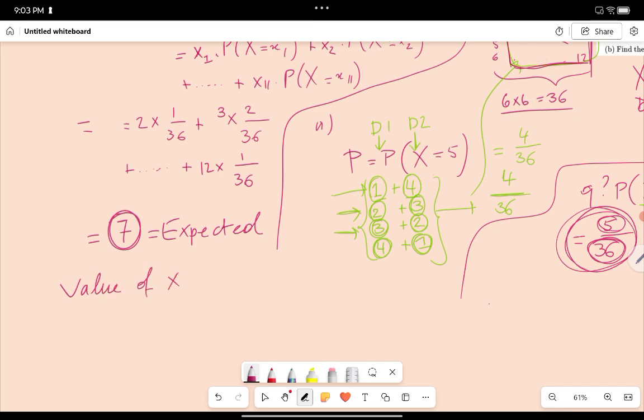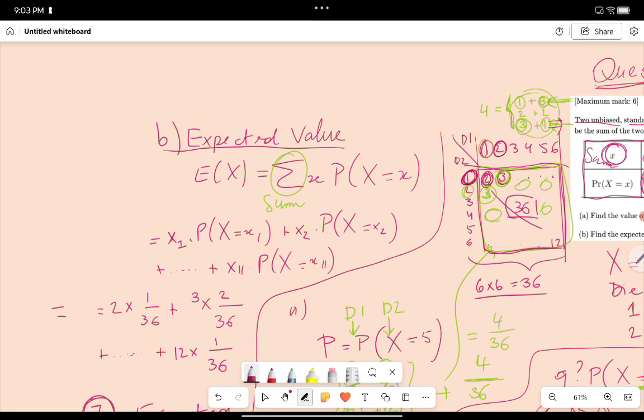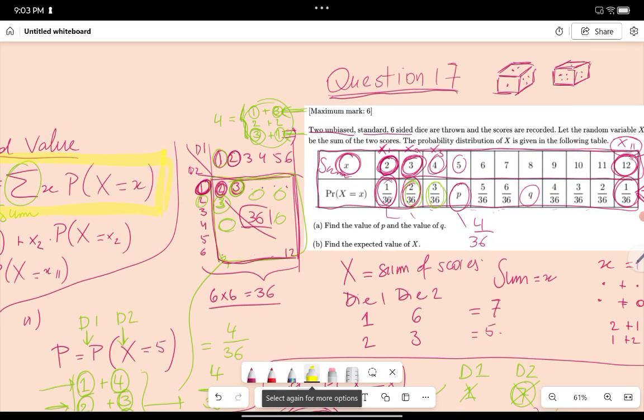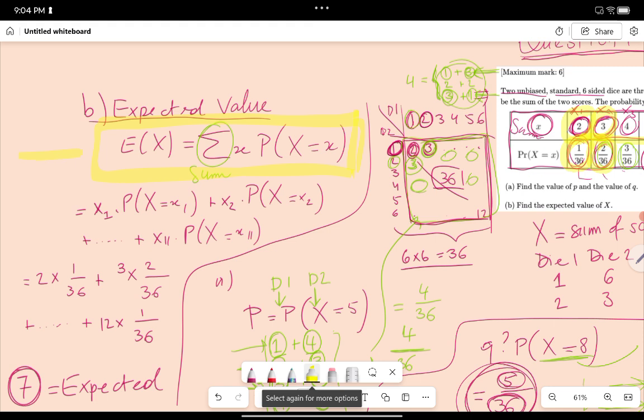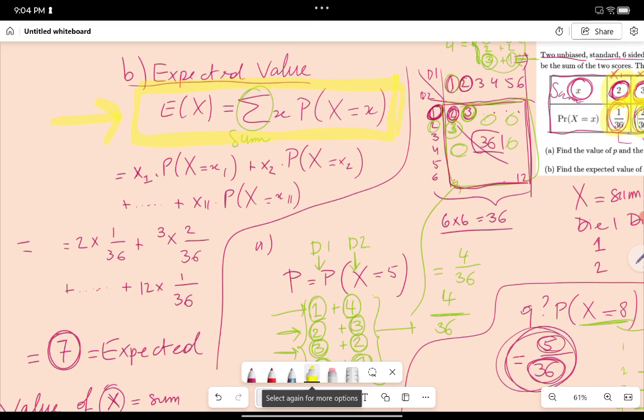So, and what is x again? X is the sum of die 1 and 2. You see? So x is that. So remember this formula? Expected value is taking the sum of all the possible values of x times its probability. So we simply take 2 times this, 3 times that, and we add all these elements up to 12 times 1 over 36. That is how you get the expected value of x. Okay? I think that's it.